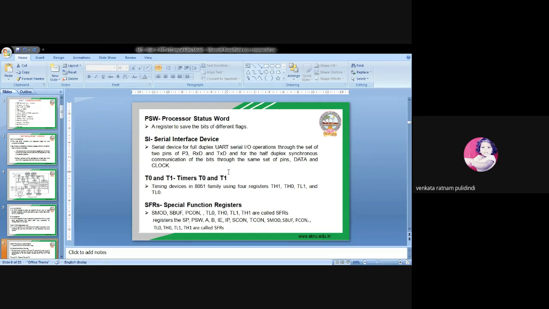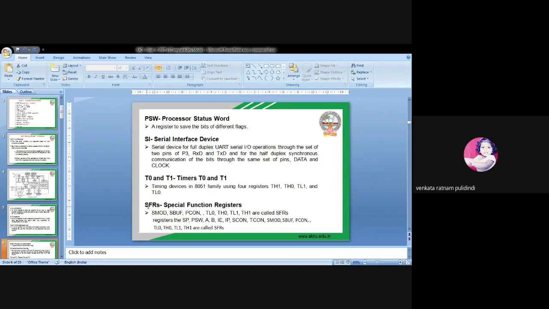So here we use the timers and counters. The 8051 microcontroller has two timers, denoted by T0 and T1. Here we use four registers: TH1, the higher byte of timer 1, and TL1, the lower byte of timer 1. These are 16-bit timers, so T0 can be divided into two 8-bit registers, and T1 can be divided into two 8-bit registers, that is, lower byte and upper byte.